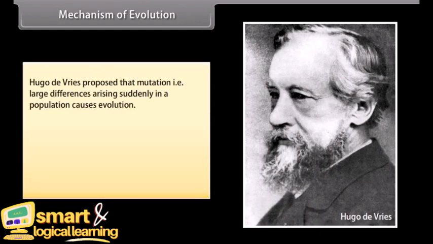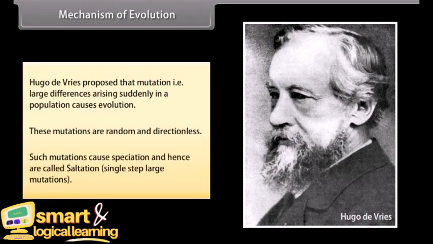Mechanism of evolution. Hugo de Vries proposed that mutation, that is, large differences arising suddenly in a population, causes evolution. These mutations are random and directionless. Such mutations cause speciation and hence are called saltation, that is, single-step large mutations.